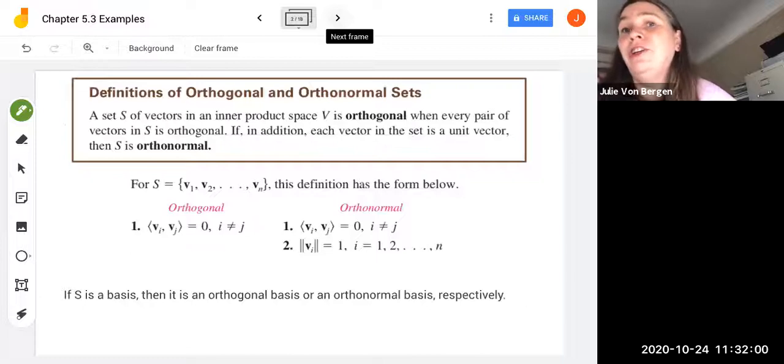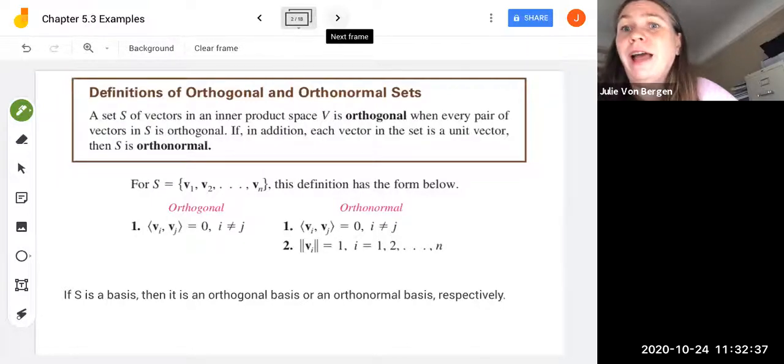So this leads us to the definitions of orthogonal and orthonormal sets. A set S of vectors in an inner product space V is orthogonal when every pair of vectors in S is orthogonal. So if you're in Rn and you do the dot product, you're going to get 0 for every possible pair of vectors. If you're in a different inner product space, you're going to use whatever inner product we're using for that space. And then if in addition each vector in the set is also a unit vector, then we say the set S is what's known as orthonormal.